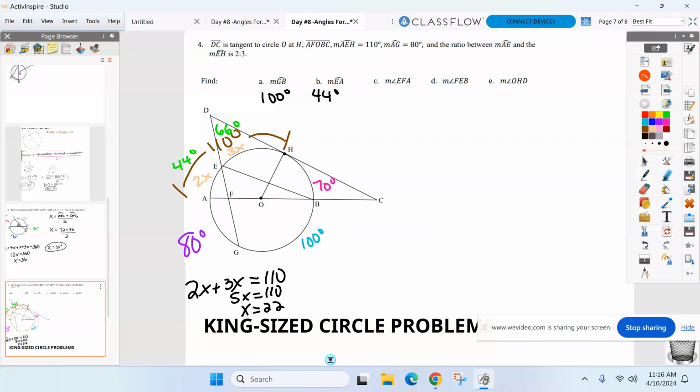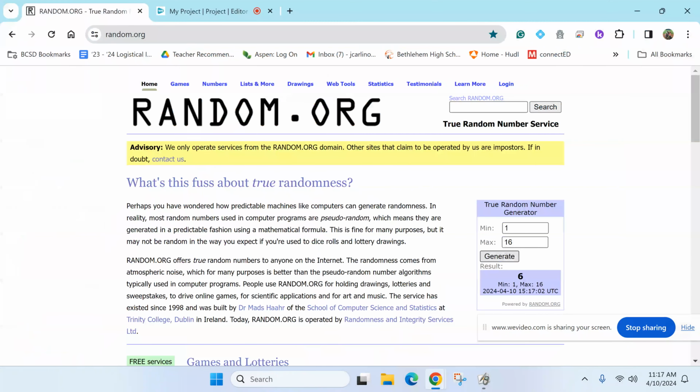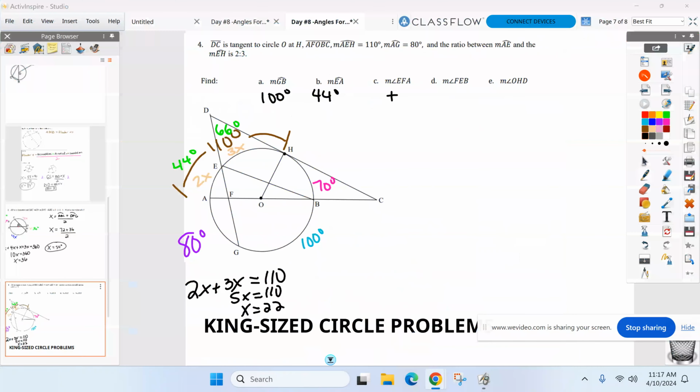Inscribe. It's a floater, isn't it? It's a floater angle. All right, I need to know what 2 arcs I'm adding together then. EFA is connected to what arc measure? EFA connected to what arc measure up here? Thomas, what arc measure is it connected to? EFA connected to?